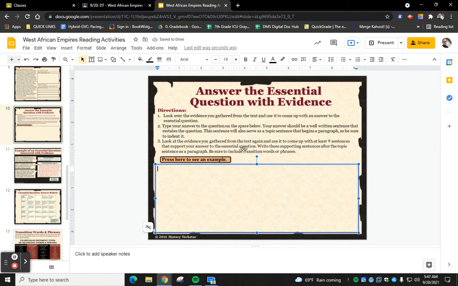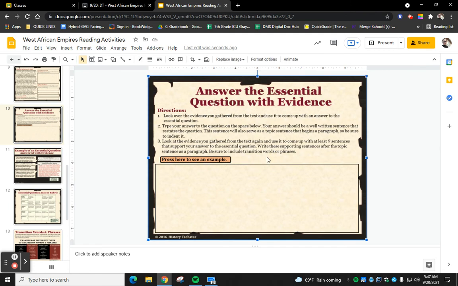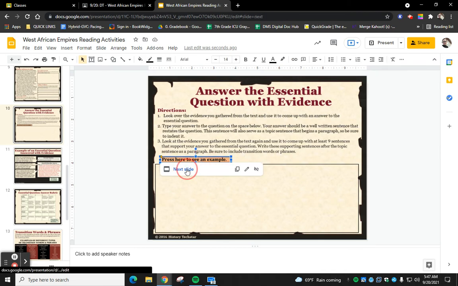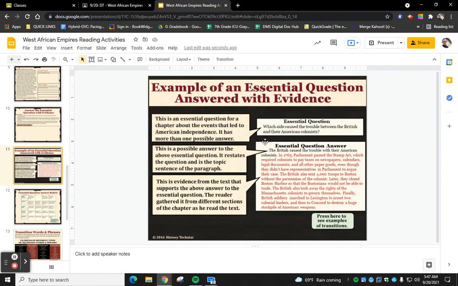Look at the evidence you gathered from the text again and use it to come up with at least 9 sentences that support your answer to the essential question. Write these supporting sentences after the topic sentence as a paragraph. Be sure to include transition words or phrases. Now, if you need to see an example, here you go.